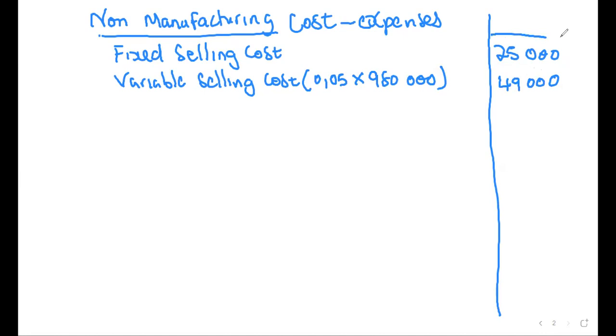Then the total for these two is going to give us how much? It's going to give us 74,000.